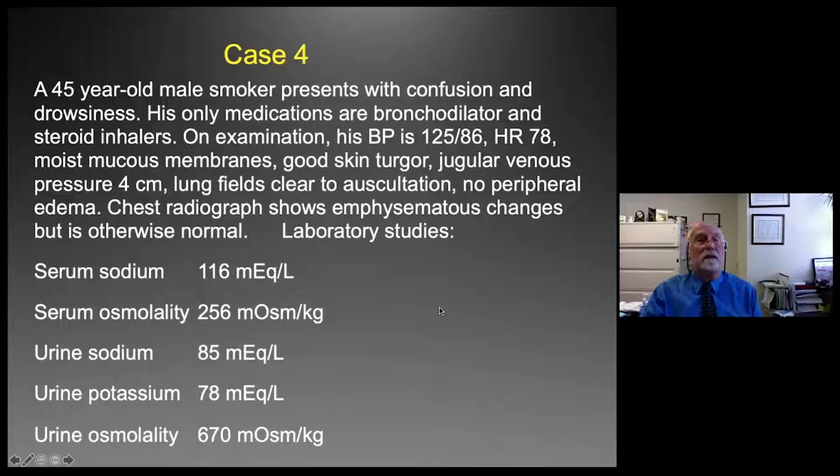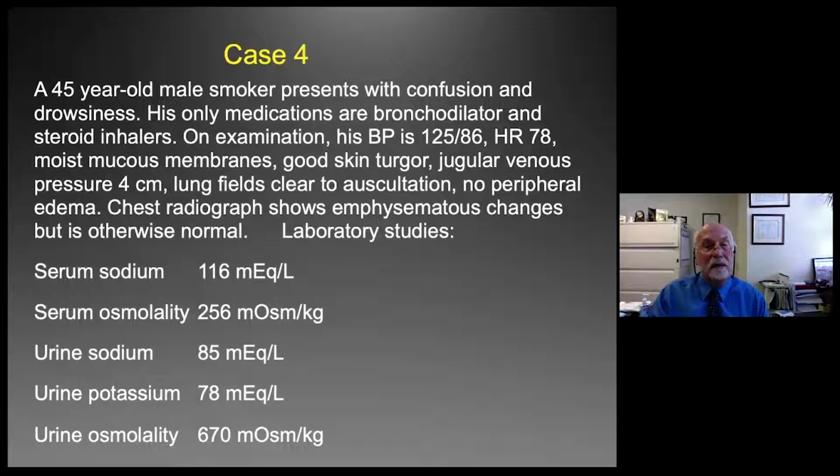Okay, let's move on to case 4. This is a 45-year-old male smoker who presents with confusion and drowsiness. He's only on a bronchodilator and steroid inhalers. He does have some underlying COPD from his smoking history. On exam, his blood pressure is normal, heart rate's normal, he has moist mucous membranes, good skin turgor, normal JVP, clear lungs, no edema. Chest x-ray just shows the emphysematous changes, but is otherwise normal.